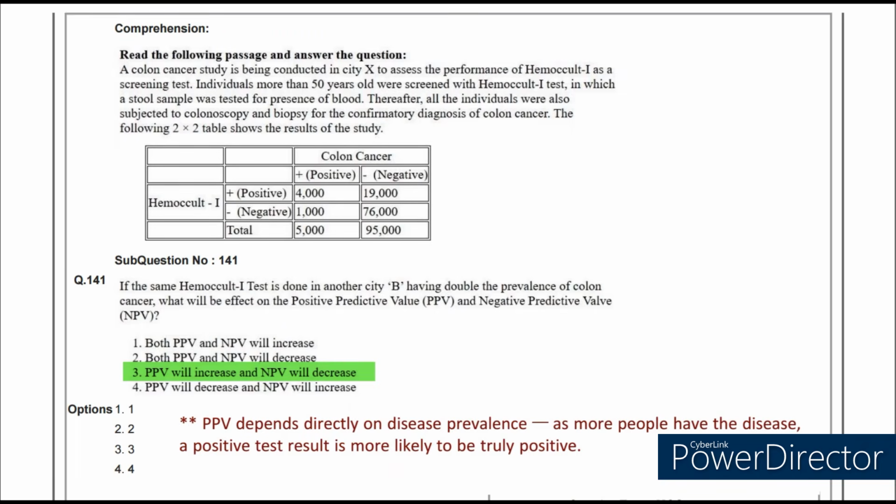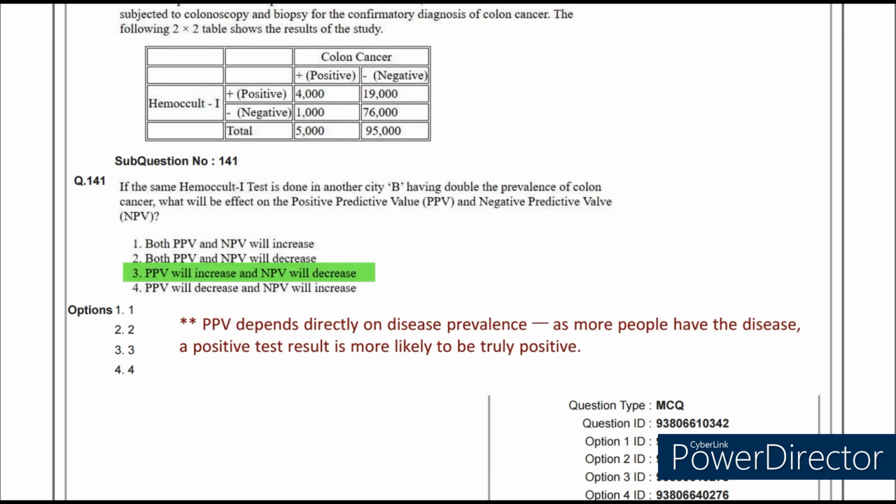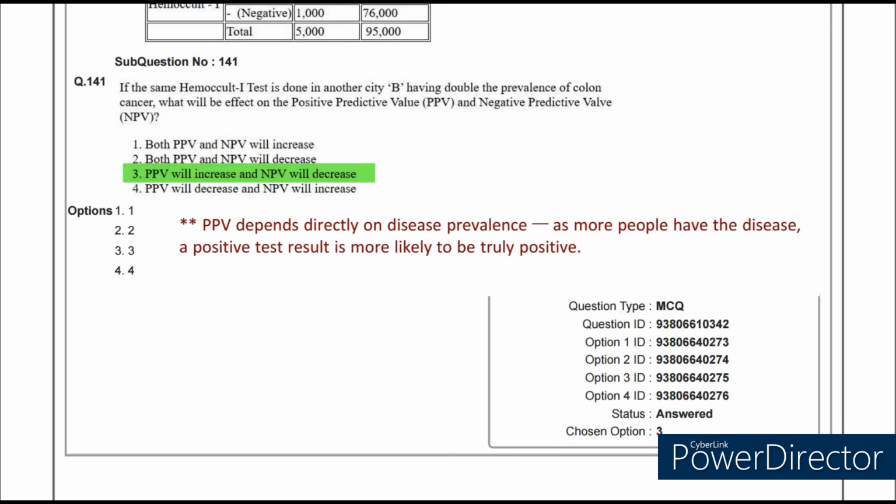And now coming to question number 141, from here we can see numericals, and this time the numericals are comparatively easy. You can easily solve these questions. So coming to the first question, they are saying that if the prevalence increases, what happens to the PPV and NPV? Always remember, if the prevalence increases, the positive predictive value, that is PPV, increases, whereas the NPV decreases.